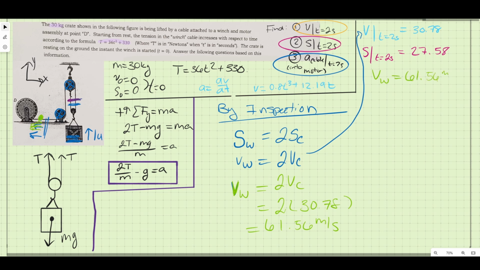So now we have the velocity of the winch, or that point on the cable, is 61.56 meters per second. And I did not write out any of my units, and that is bad. So we're going to write those down real fast. So we have them in meters per second. And if we look back up into this corner, what we have finally done is we have answered all of the questions. So this would be all of the answers to the problem. And that would be the problem done.